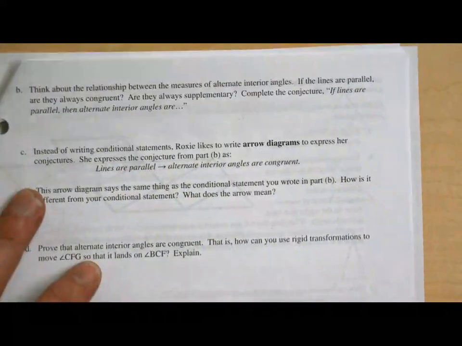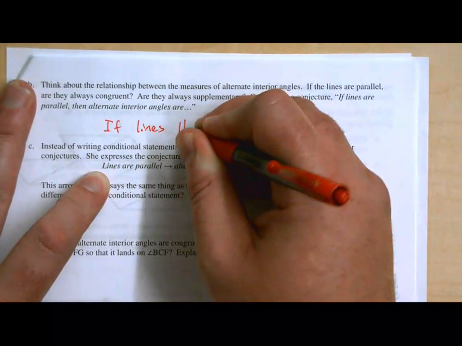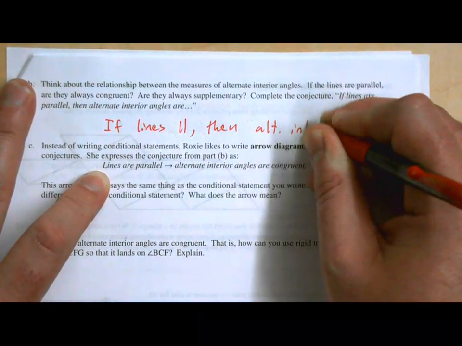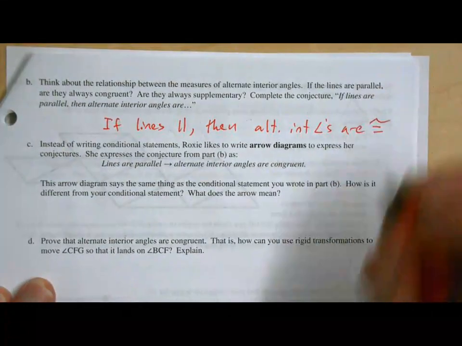Let's flip over onto the next page. And let's complete the conjecture that you guys just told me. If lines are parallel, then alternate interior angles are congruent.